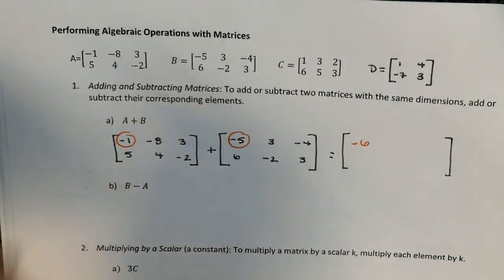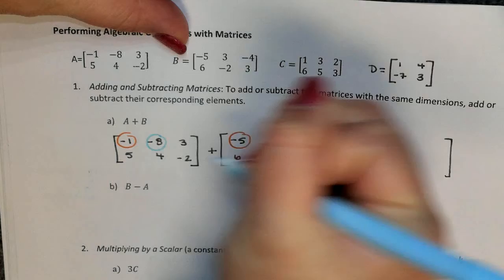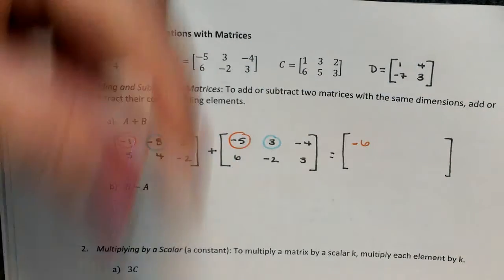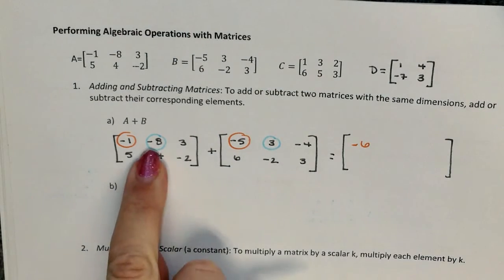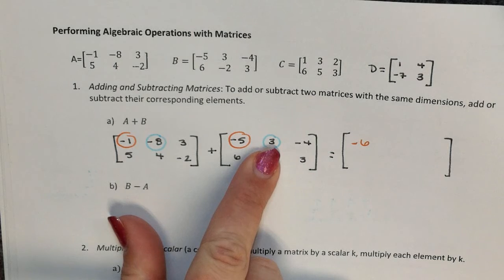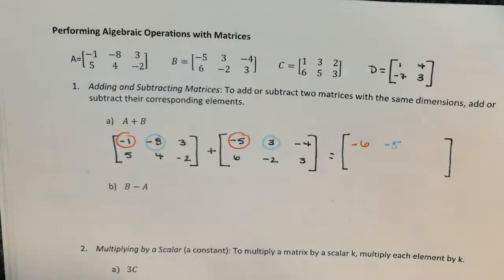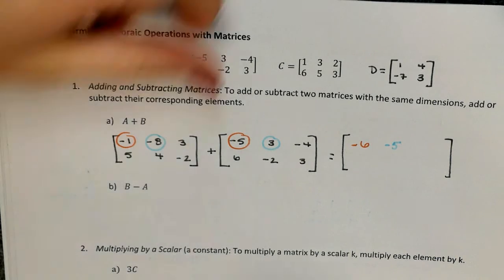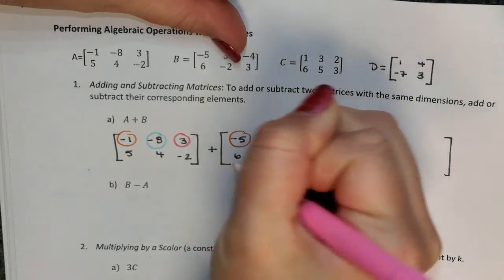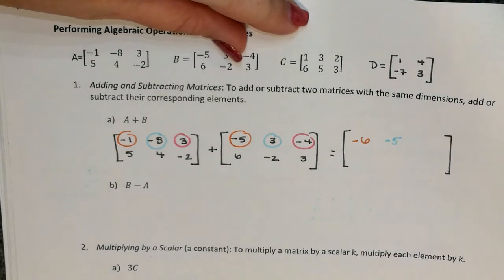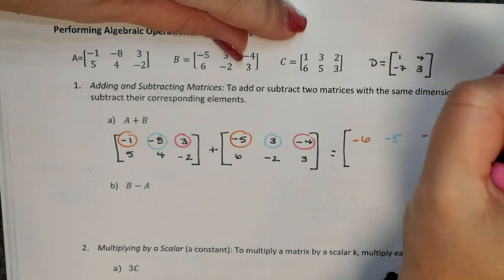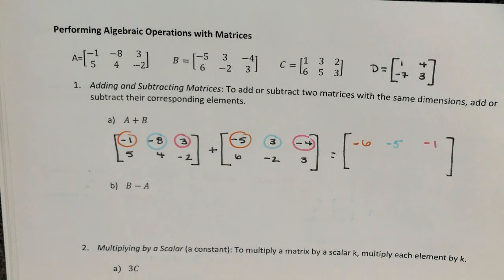Next, I'll do the top middle. With the top middle, I have -8 plus 3. -5. Next, I'll have 3 plus -4. -1. Try the last three elements on your own.